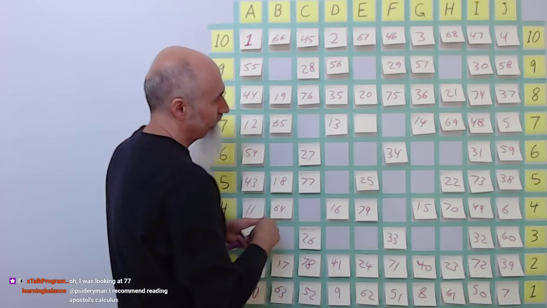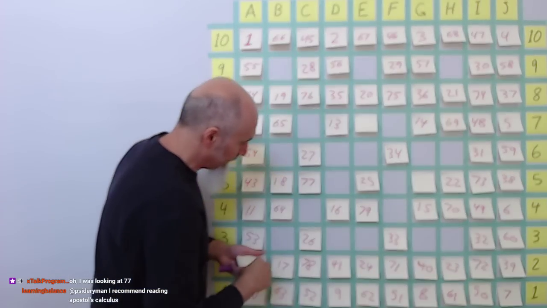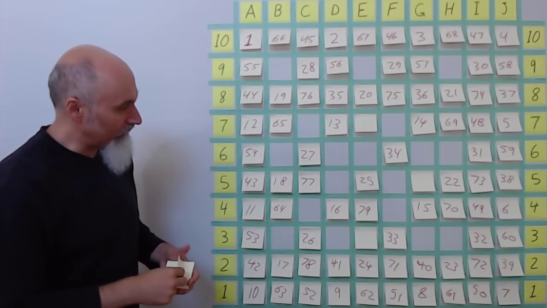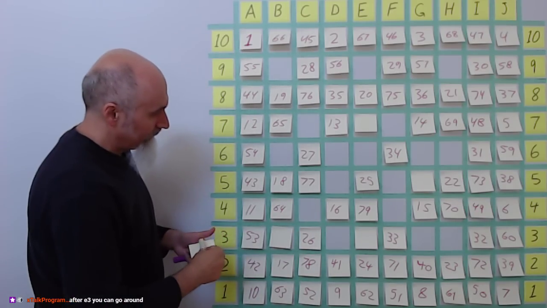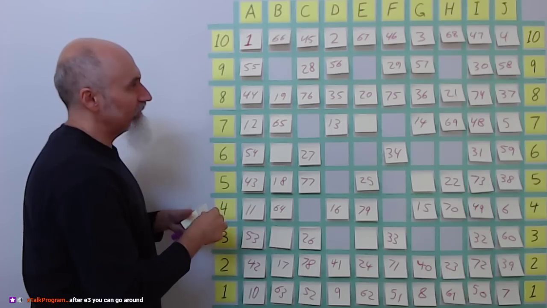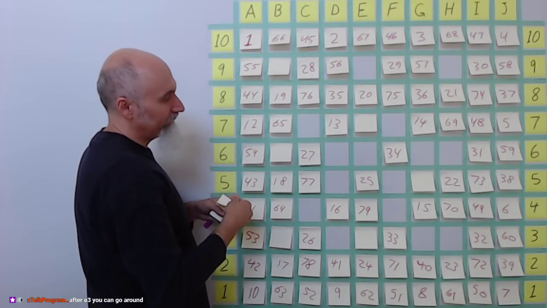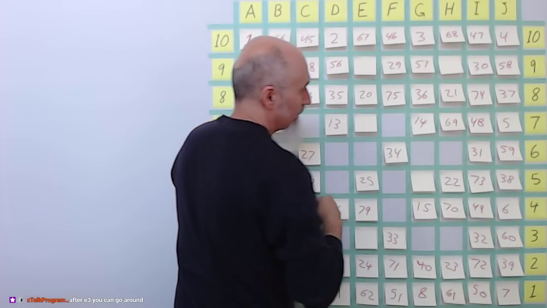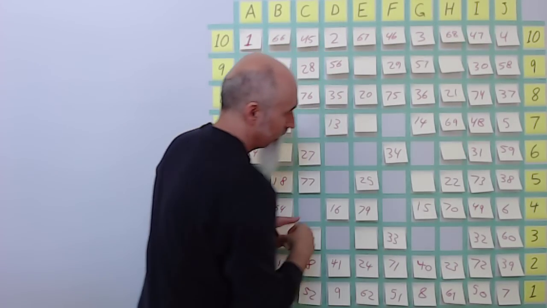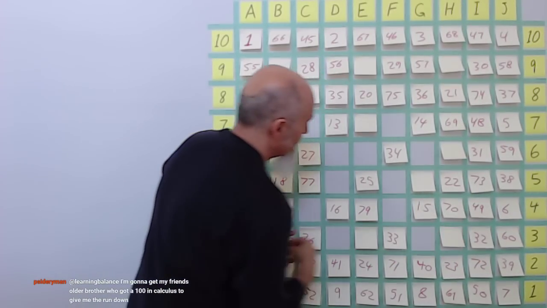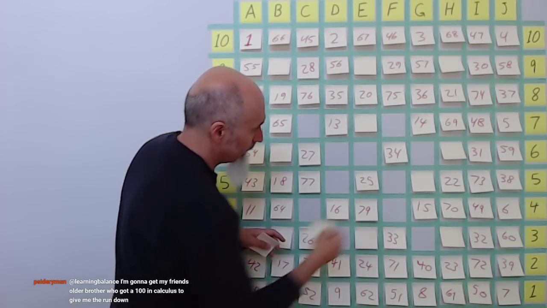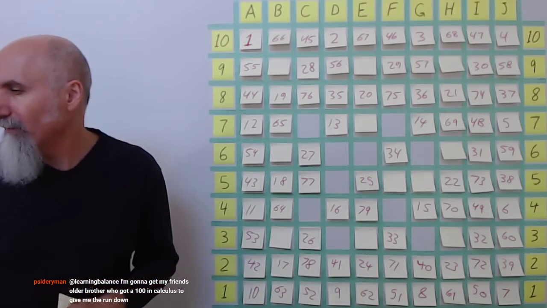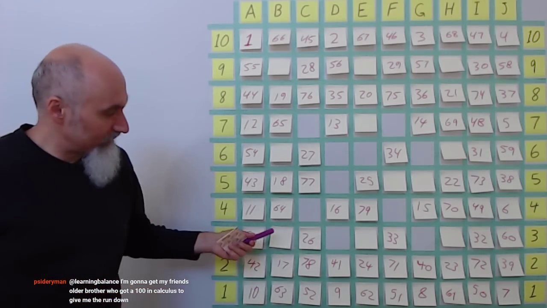So 80, 81, 82. Oh, this is nice actually. 83, 84, 85, 86. Oh yeah, let's do. 87, 88, 89, 90, 91, 92, and we have one out. Let's fill them in. Let's see where we get to. After E3, you can go around. Yeah, notice that. Awesome.